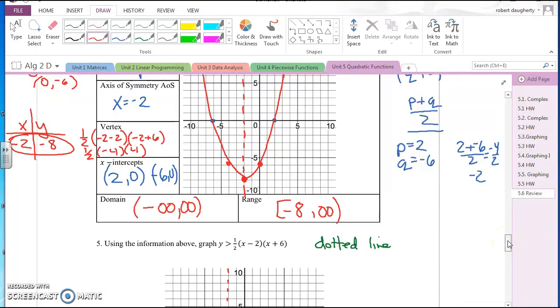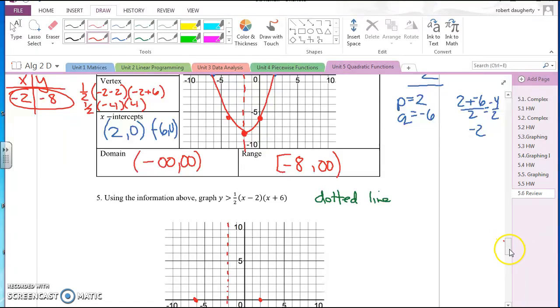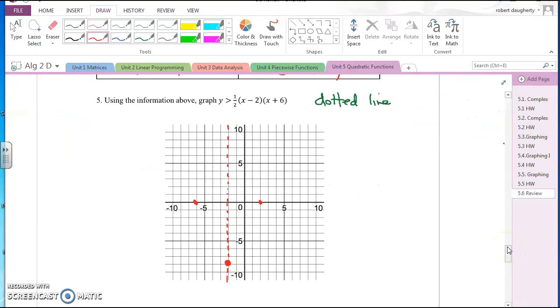And then I had a y-intercept at 0, negative 6. So 0, negative 6 was right here. That means I also have the point here. So I will draw a dotted line, a dotted parabola. And then I just need a test point. So I'm going to test right there at 0, 0. So I've got y is greater than 1/2 (x minus 2)(x plus 6). I will test that at 0, 0.